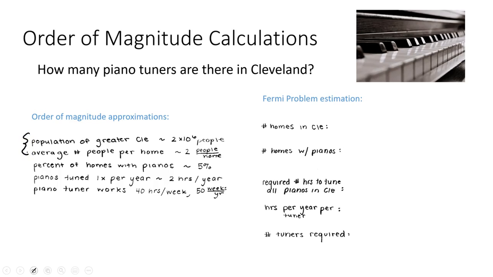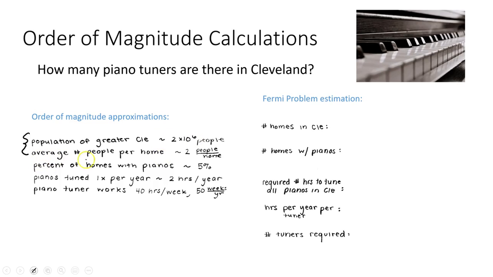I'm using the fact that there are about 2 million people in Cleveland. You'll notice each of these numbers on the left-hand side has a single digit and then an order of magnitude, right? So it's a single digit times 10 to the something. And I'm going to write them out in the notation you would see on your calculator, like 2e6. So e means 10 to the, and then sixth. Okay, that's an extra little shorthand. So the population of Greater Cleveland is 2 million people, or 2e6 people.